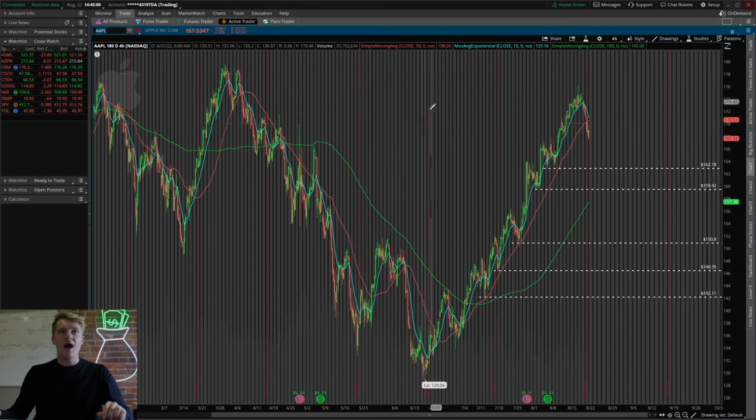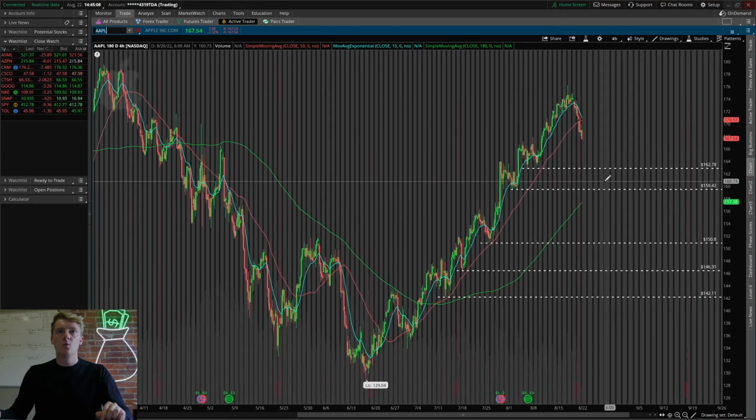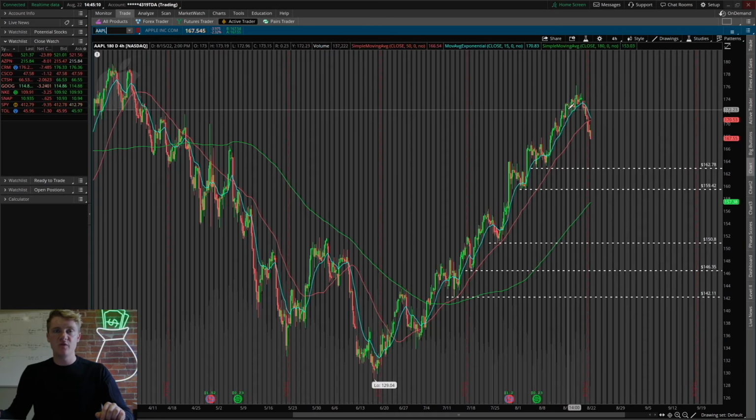It may have some space to go to another resistance level. So we can use that information as well on Apple. If we were impatient and we entered before confirmation of a reversal, before a break below the 50-day SMA, we could set our stops somewhere around 179.70, knowing that that is our next level of resistance overhead.